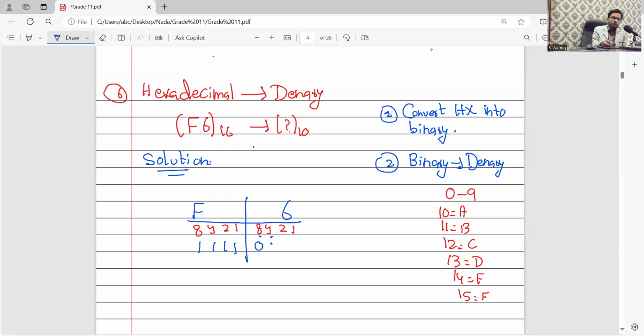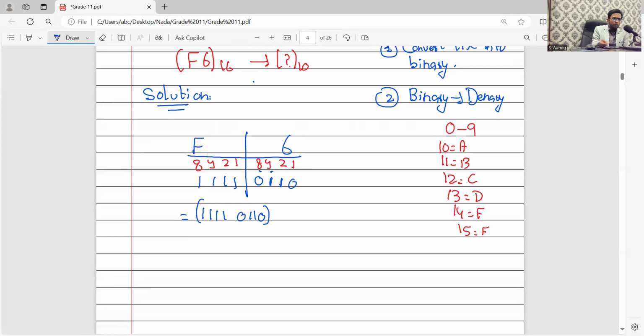Should I take this 4? Yes. And 4, 5, 6. I'm not going to take this. So the answer is 1, 1, 1, 1, 0, 1, 1, 0. Now this is the binary I have received. Now in my step number 2, I'm going to convert this into a denary.